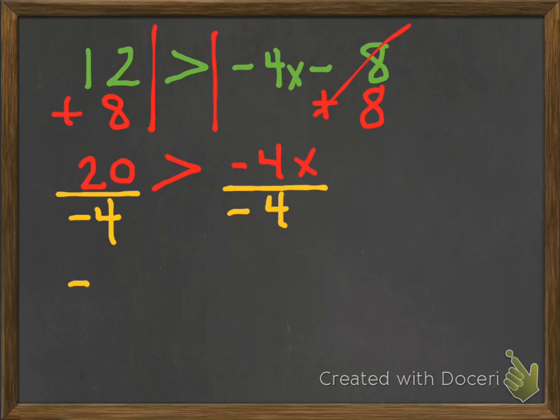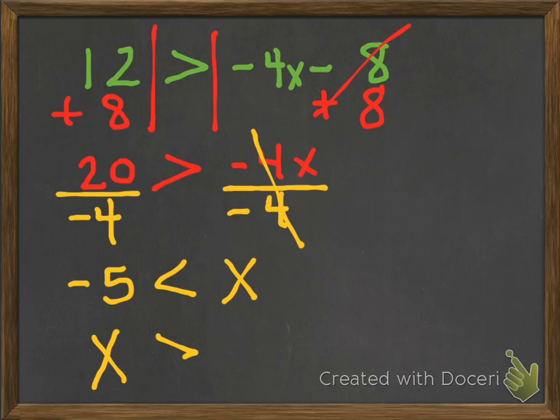20 divided by negative 4 is negative 5. My sign was greater than, I need to flip it to be less than, and this will be x. Do you see how my variable over here is on the right side? I always rewrite my inequality with my variable on the left side so that I have an easier time graphing it. It's a lot easier to graph x is greater than negative 5 than it is to say negative 5 is less than x. So if the variable's on the right side, rewrite it so that it looks like this.